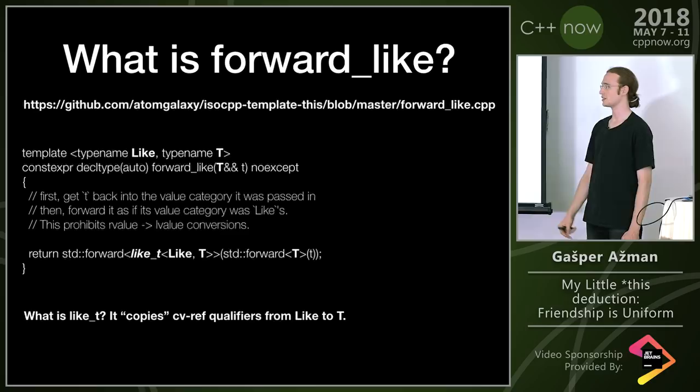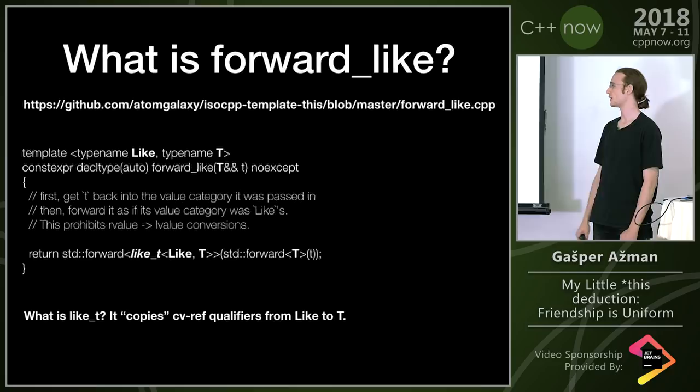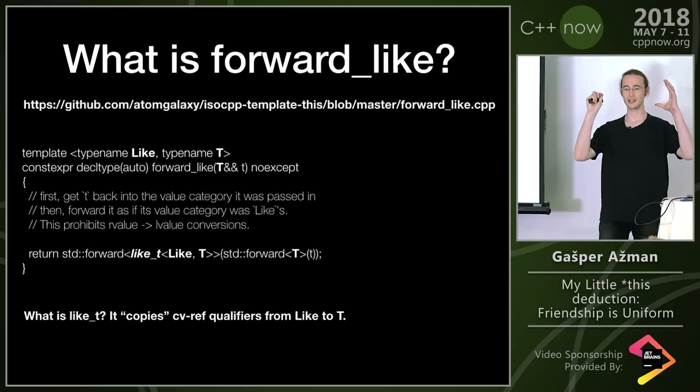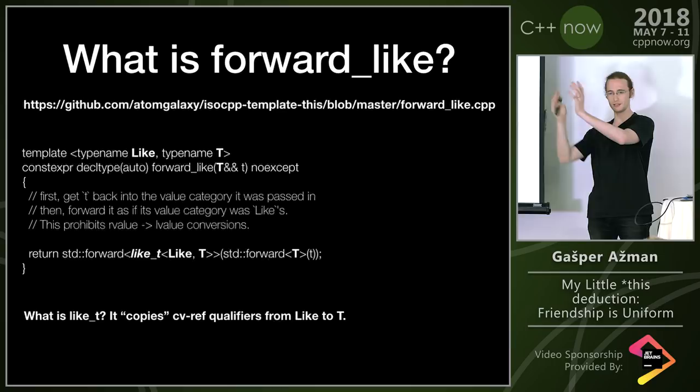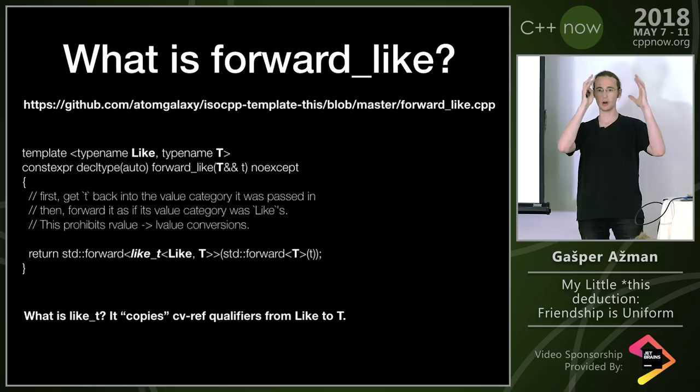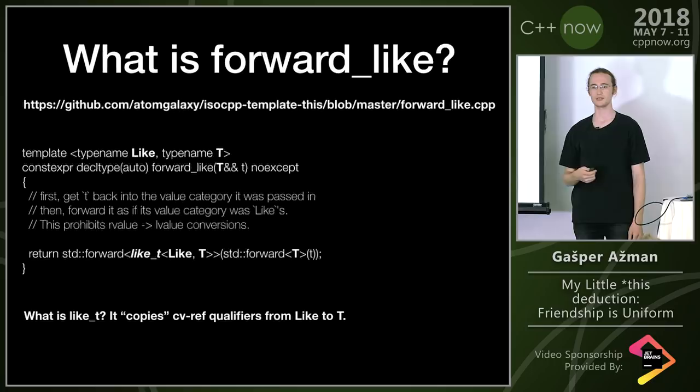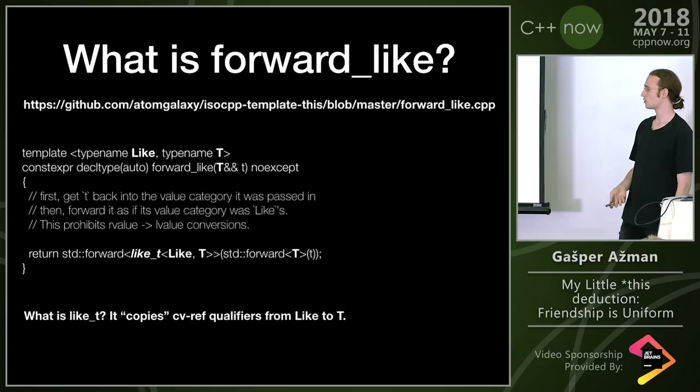This is forward_like. And the only magic widget in there is like_t, which just copies cvref qualifiers from like to t. Mine also depended on match_cvref_t, and I decided it was crazy. So like_t really just takes the cvref qualifiers of this type, removes all qualifiers from that other type and applies and copies. It doesn't union. It just overwrites the cvref qualifiers of the second type with the cvref qualifiers of the first type. That's all it does. And if you chain it like two std::forwards, then you can be reasonably convinced that this is correct.